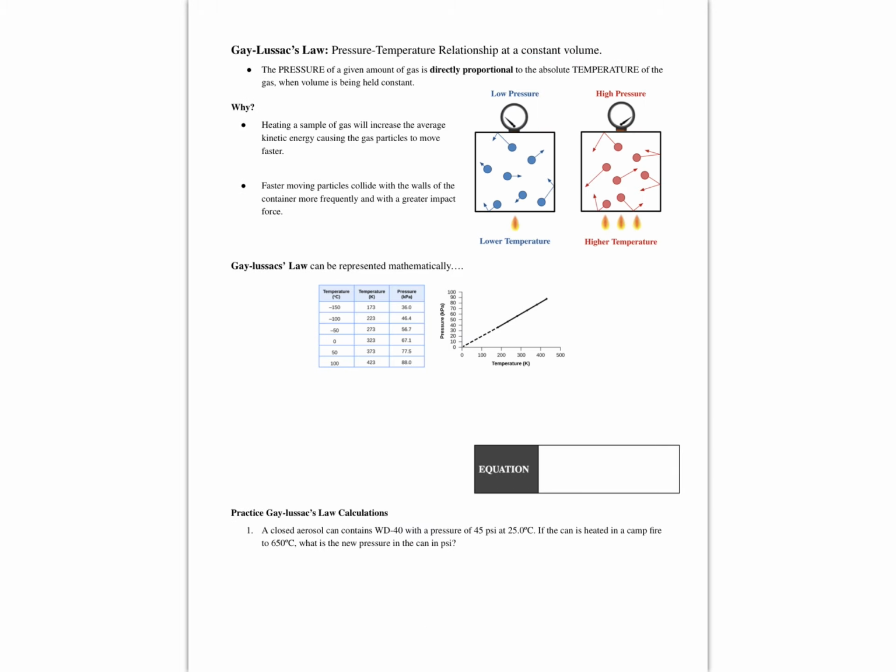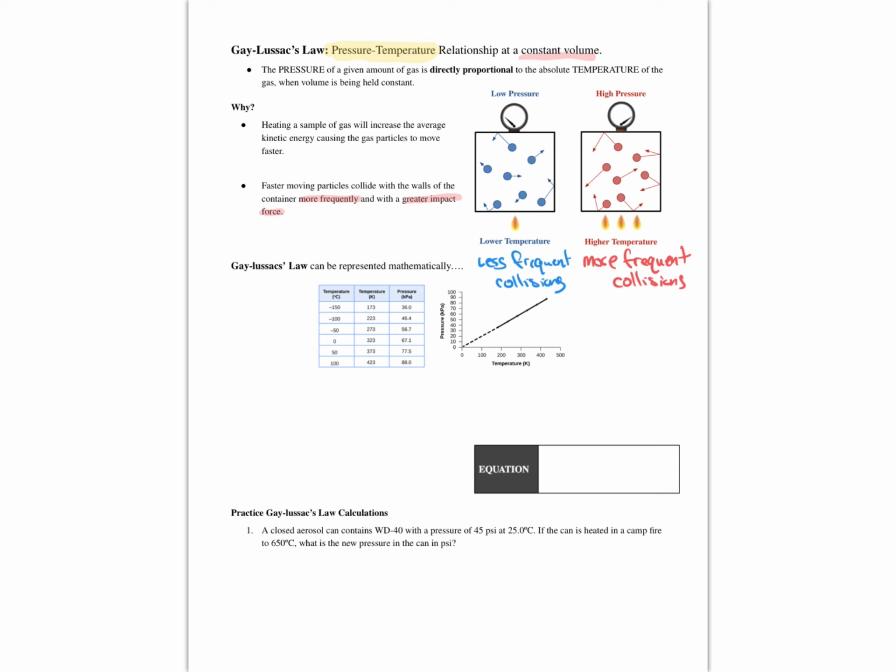Now let's talk about the relationship between pressure and temperature when you have a constant volume. Pressure is directly proportional to the absolute temperature of a gas, while volume is being held constant. And this probably makes sense. As you heat a gas, you increase the average kinetic energy, causing the gas particles to move faster. Faster moving particles will collide with the walls of the container more frequently, and when they collide, they'll actually have greater impact force. So the combined effect of more collisions and stronger collisions results in pressure going up.